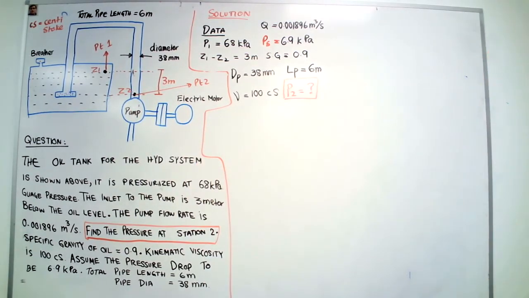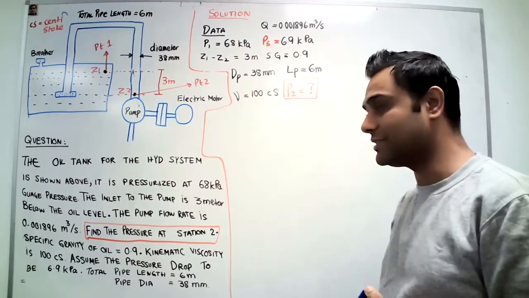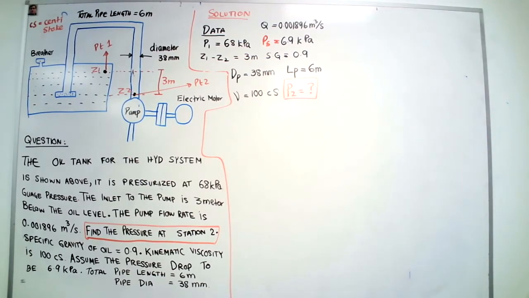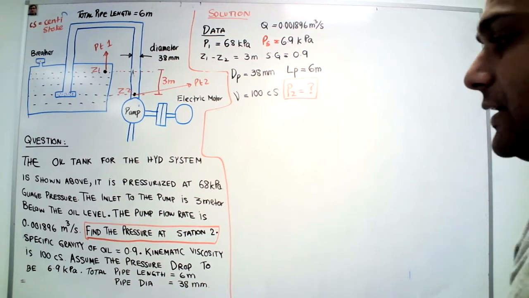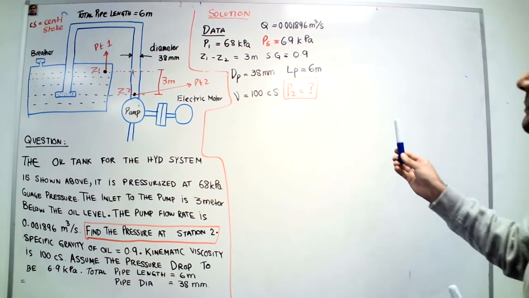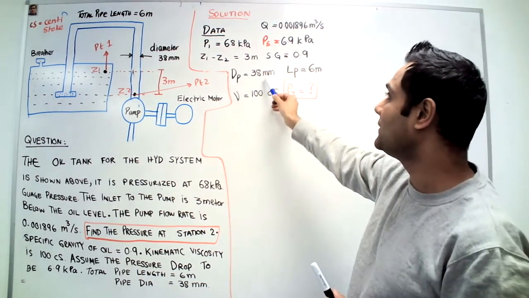Now the total length is 6 meters. We are also given the specific gravity of the oil is 0.9. We are also given a kinematic viscosity of 100 centistoke. Now centistoke is a unit for the viscosity. Assume the pressure drop is around 6.9 kilopascal, and the total length and the pipe diameter are given as well. Total length is 6, and the pipe diameter is 38 millimeters. That's the diameter of the pipe.